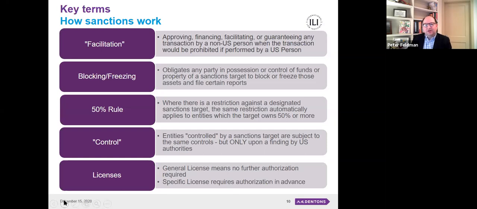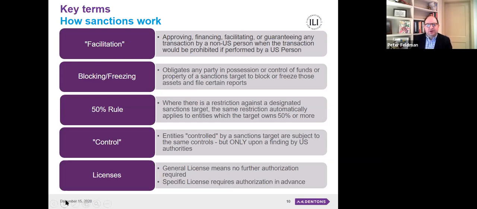I'll distinguish that 50% rule, which is focused on ownership, from the next concept, which is focused on control. And here, there's a really significant difference. The 50% rule is automatic. It happens by operation of law. Every night the sun sets, every morning the sun comes up. 50% rule ownership applies in just the same way.